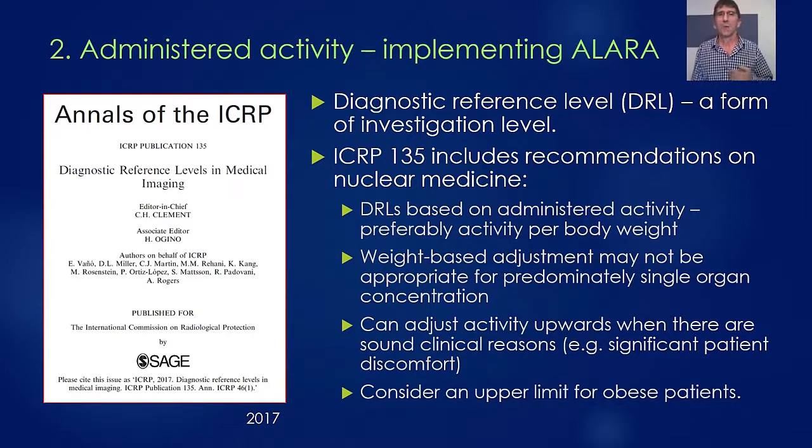But they say weight-based adjustment may not be appropriate for certain single organ concentrations, for example, of thyroid or the kidney, the two that I'm just putting in there. They also said you could adjust the activity up if there are sound clinical reasons to do that. For example, the patient's got significant discomfort and you want to reduce the scanning time, but you shouldn't be reducing the scanning time by doing more activity if you just simply want to increase the patient throughput. That's a no-no, which is quite sensible, isn't it, following the principle of ALARA. They also said to consider an upper limit for obese patients.